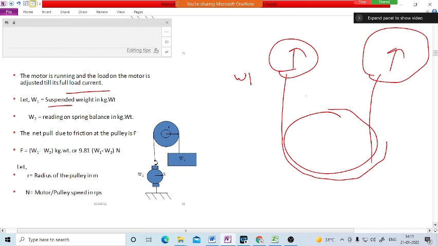So here the force acting on the pulley that we are taking, that is F is equal to W1 minus W2. So we take the higher value minus the lower value, into 9.81, so 9.81 into newton. So this is for the force, and the torque, if we take the torque, so force into radius, so here is radius, that is this is the pulley, so radius of the pulley in meters. Next, N is the motor pulley speed in rps.